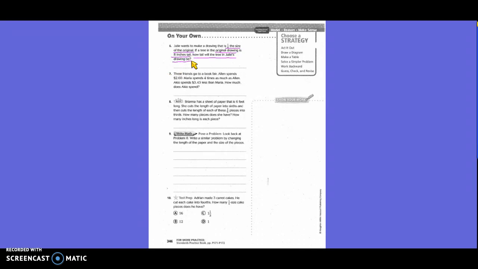So like you learned on the last lesson, you have to decide what information goes first in your problem, right? It's not necessarily what's listed first in the problem. You need to decide what needs to go first. So what does need to go first in this case? The 8 inches. So 8 divided by what, guys?